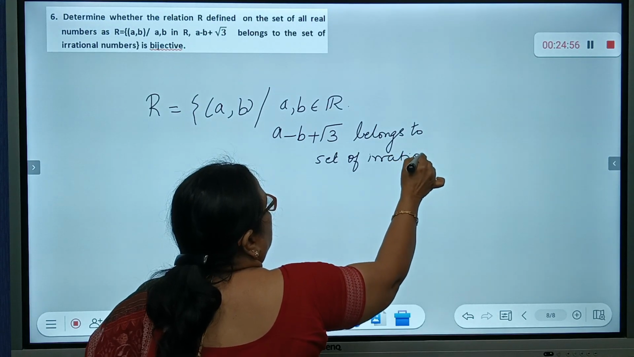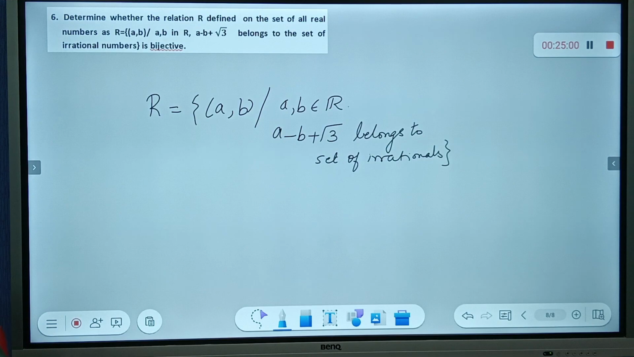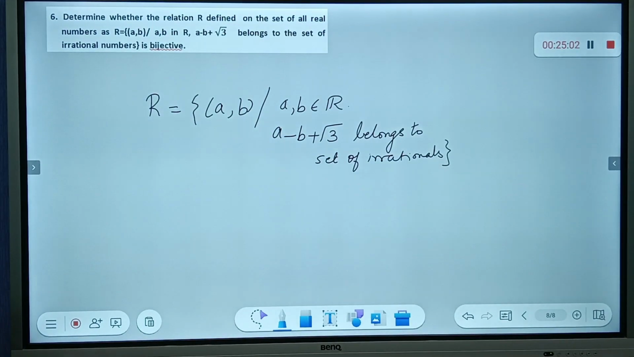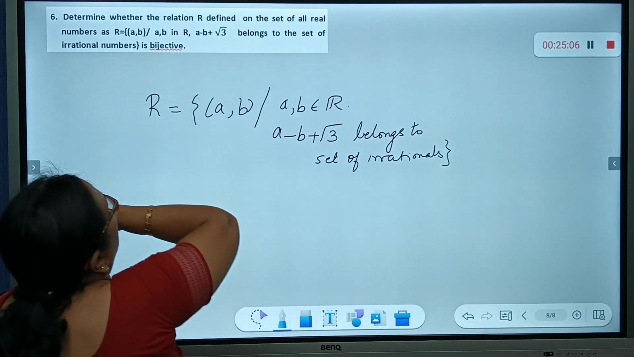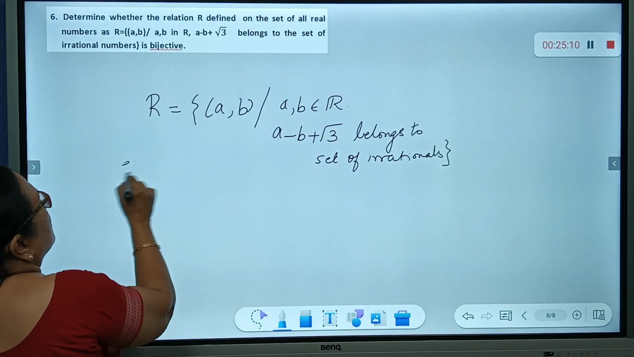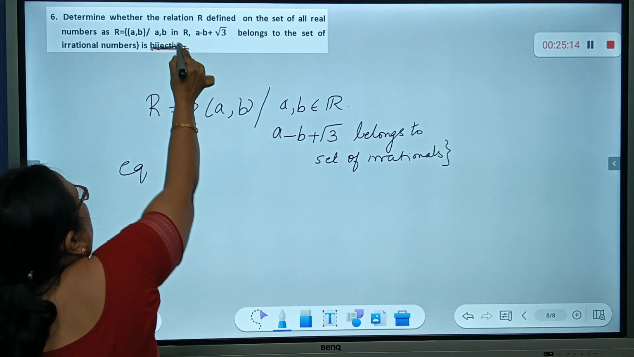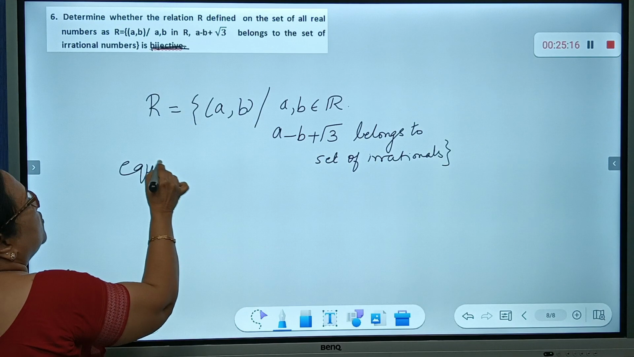I'm sorry, you have to check whether it is an equivalence relation. So not bijective, here I'm striking that off. You have to check whether it is an equivalence relation.